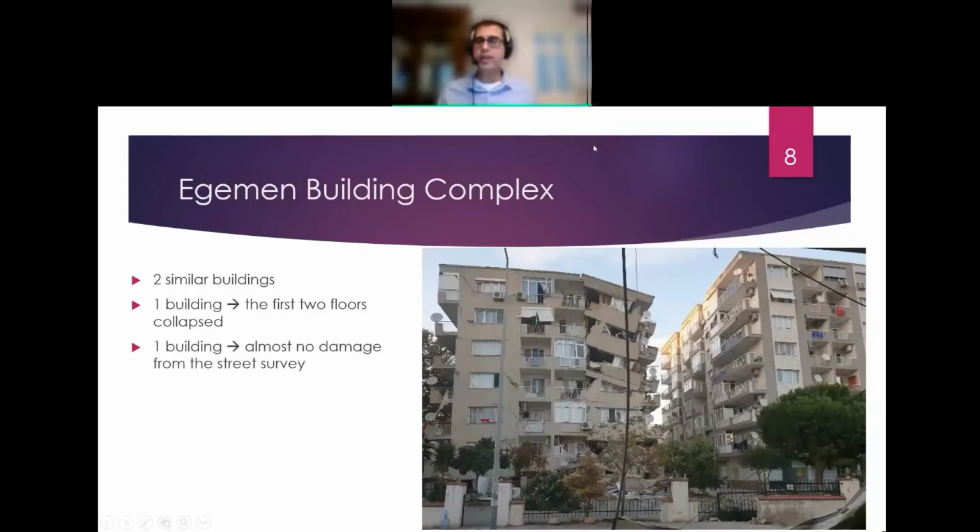For the Aegean building complex, I want to show different results that we maybe didn't see during other earthquakes. In this building complex, we have 2 similar, identical buildings. In one building, you see heavy damage, and the first 2 floors totally collapsed, as you see from the difference in the height. And the other one has almost no damage, from the street survey. Looking from outside, it looks perfect.